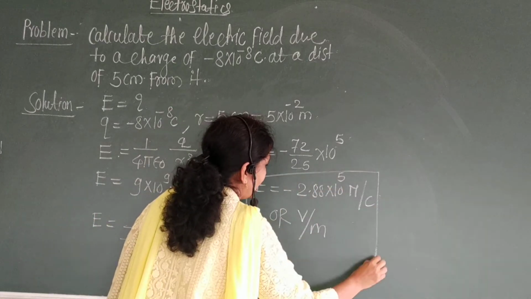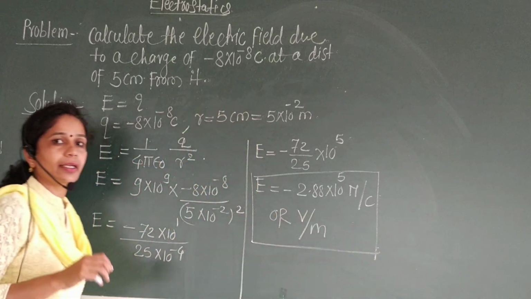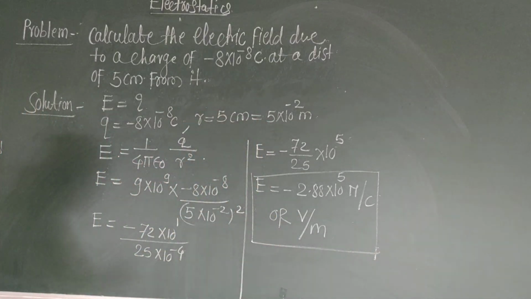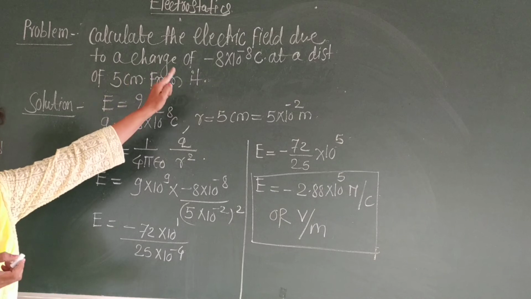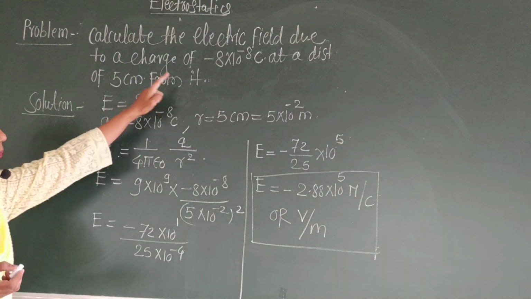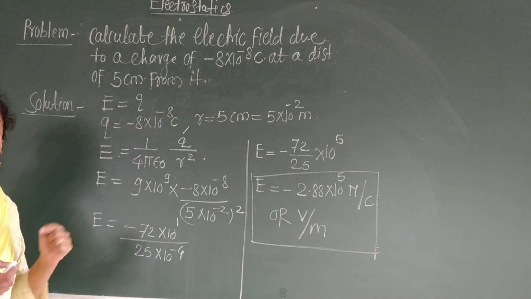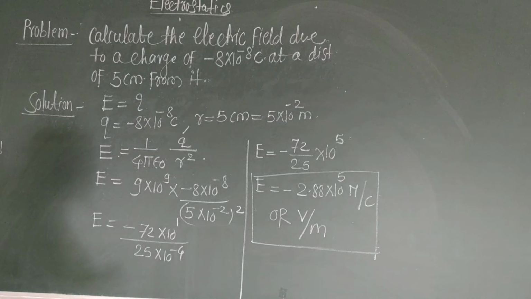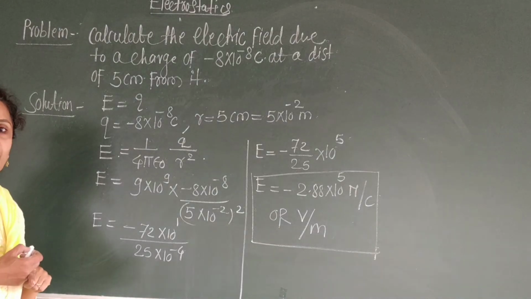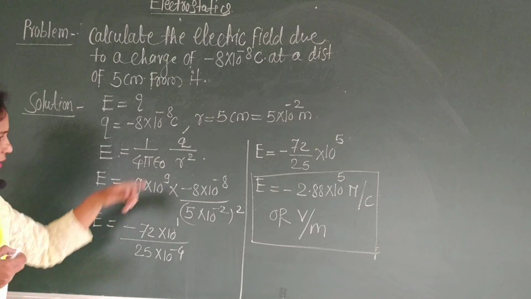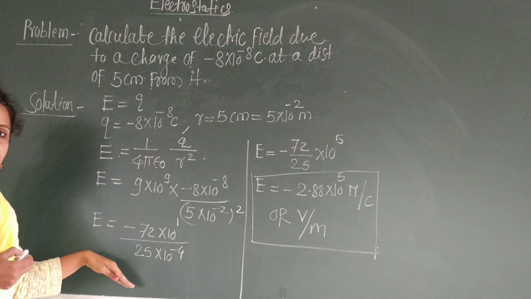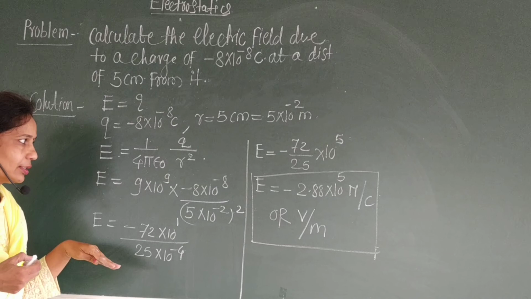This is the value of electric intensity or electric field due to a charge of -8 into 10 raised to -8 coulomb at a distance of 5 centimeter. Okay. This is the straightforward and simple problems. Okay. Let us stop here.